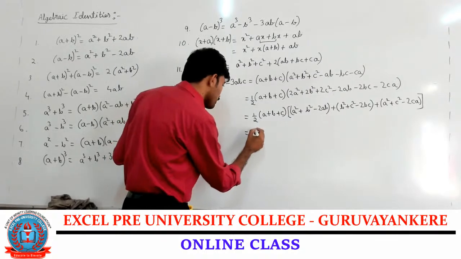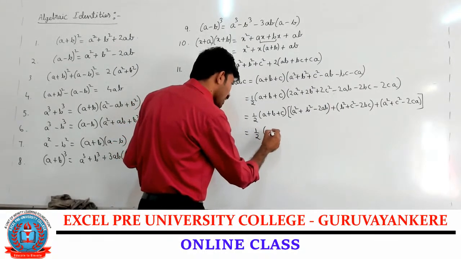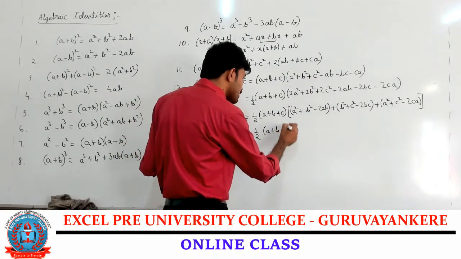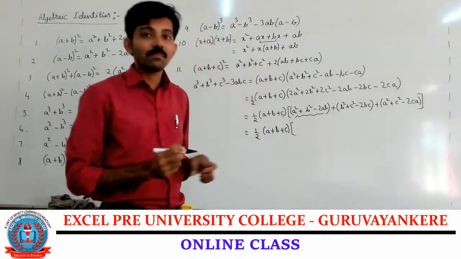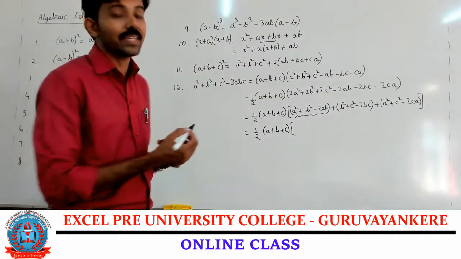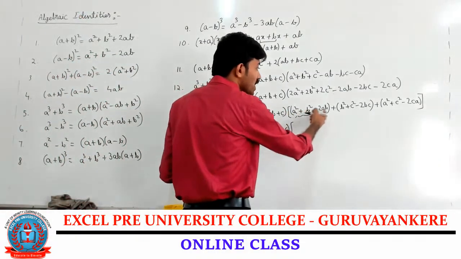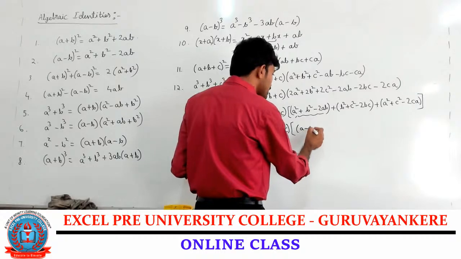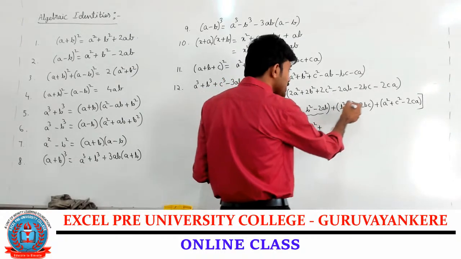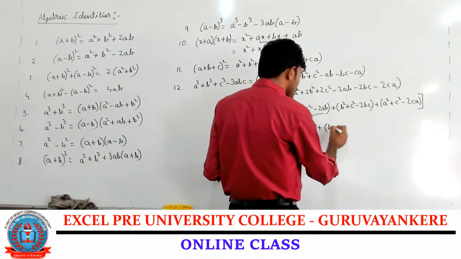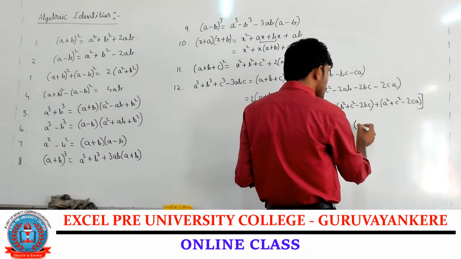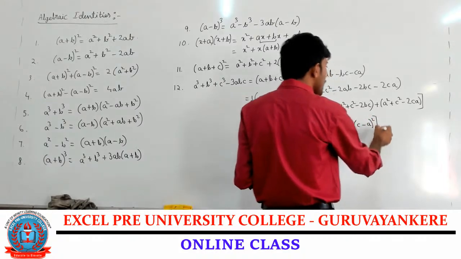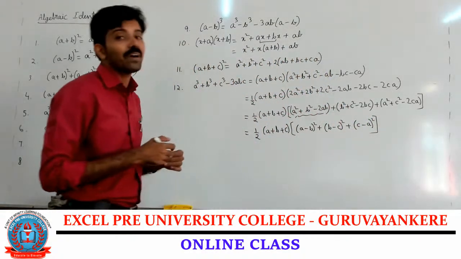This is equal to half (a plus b plus c) into, what is this? a square plus b square minus 2ab. We can complete the square, right? a square plus b square minus 2ab is (a minus b) whole square. b square plus c square minus 2bc is (b minus c) the whole square. a square plus c square minus 2ca is (c minus a) whole square, or (a minus c) the whole square.